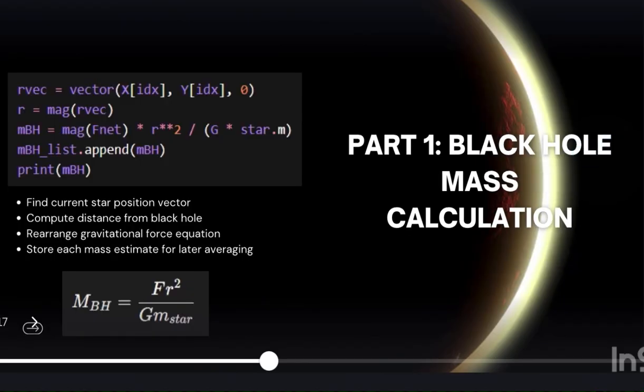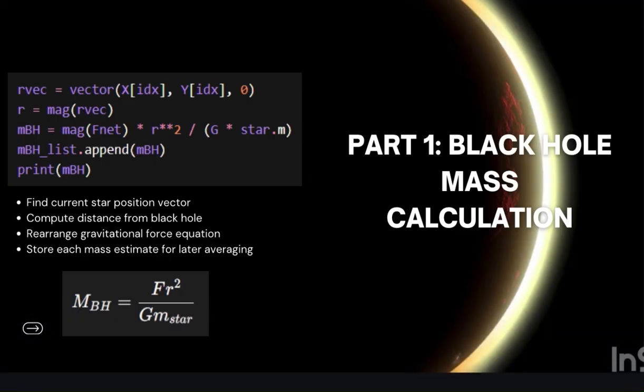So in the next part, we use the force calculated in the previous step to estimate the mass of the black hole. So first we have the r vector, which creates the position vector of the star at the current data point using the x and y coordinates from the trajectory. Then we have r is equal to magnitude of r vector, which computes the star's distance from the origin where the black hole is located. Then the code rearranges the gravitational force equation, and we solve for the black hole mass. Each mass is appended to the MBH list, because each loop gives a slightly different estimate at each step. So then we print them all for checking the values and whether they stay in a consistent range.